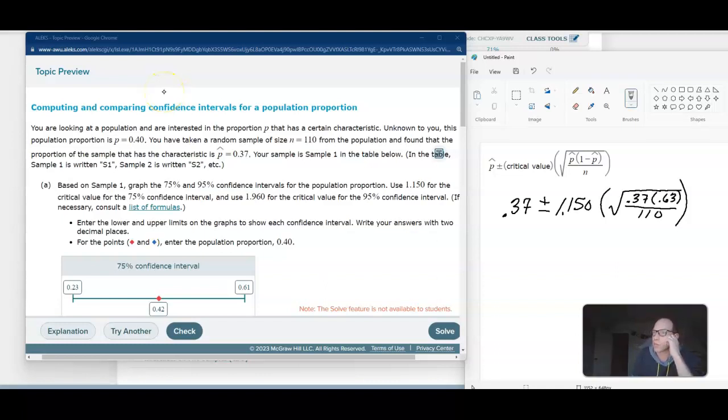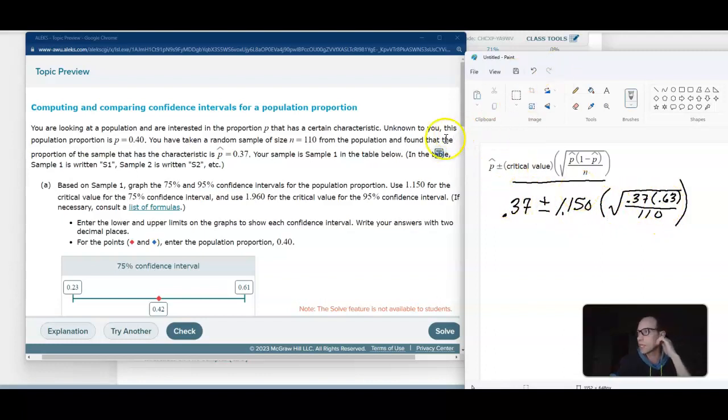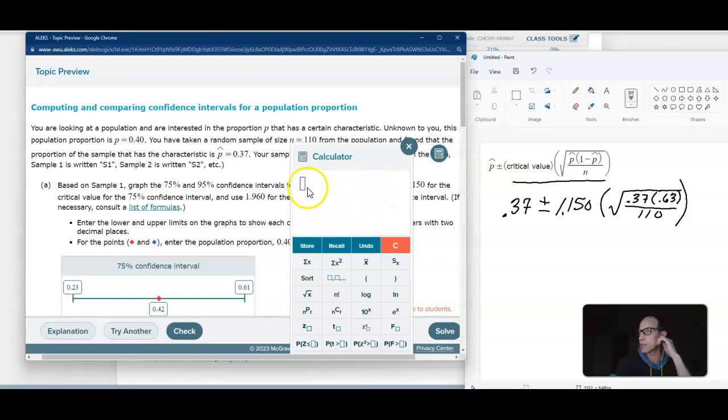Okay, here we're going to compute and compare confidence intervals for population proportion, and we're going to answer some concept questions about them also. So the formula is over here. I already went ahead and wrote the numbers from the problem here. You can see that. I'm going to go ahead and type that into our ALEKS calculator.